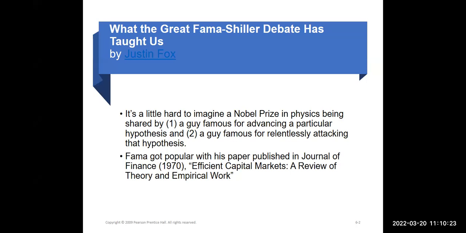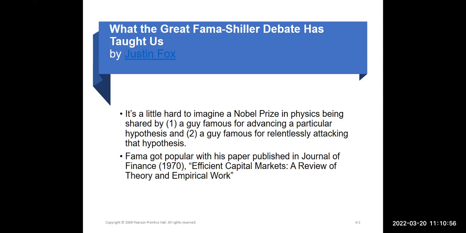In 2013, a Nobel Prize was shared by 2 great economists, and they both got the prize for their ideas about the efficiency of the financial market. But what makes this Nobel Prize unique is that both had 180 degree opposite ideas from each other. What Eugene Fama said, Bob Shiller denied, and what Bob Shiller said, Eugene Fama denied.